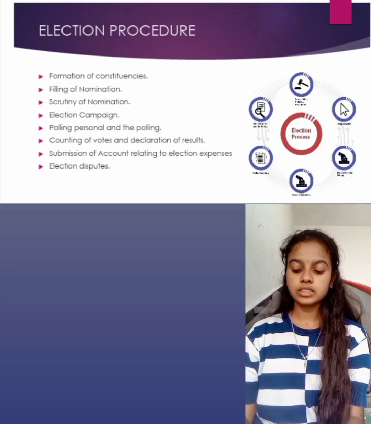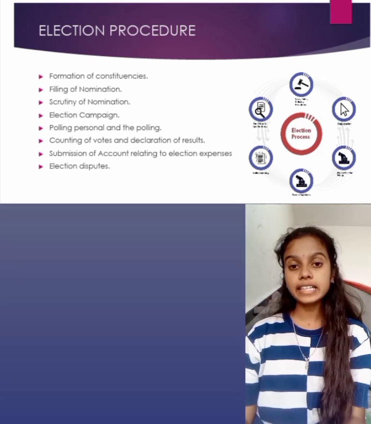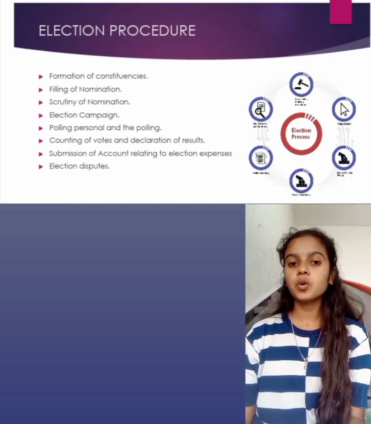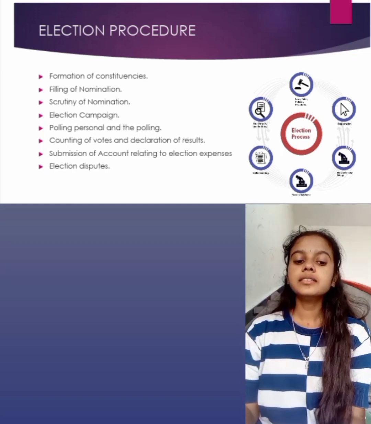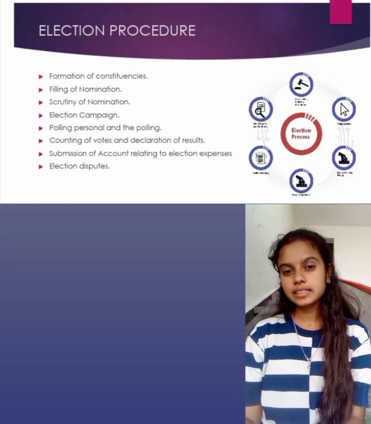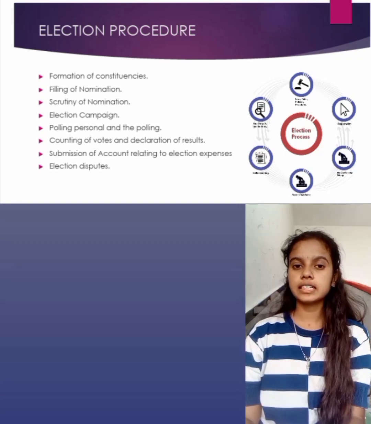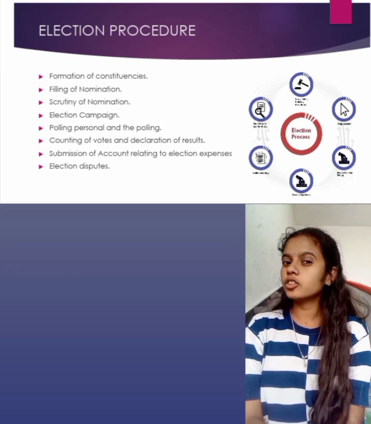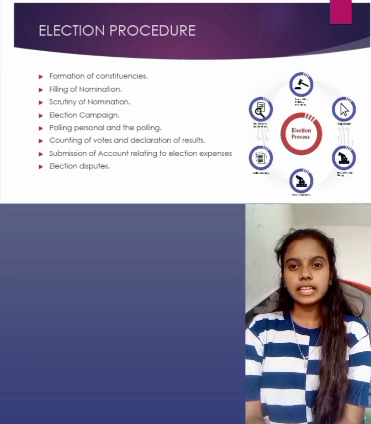After the polling has ended, the ballot boxes or the voting machines are sealed and carried under custody to the counting stations. Then the process of counting the votes begins. The person or the candidate who obtained the highest number of votes is declared as elected. At last, I wish to tell that voting is not only our right, it's our power.